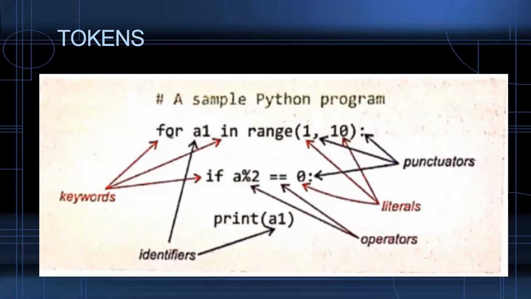Now, let's move to literals. Literals are also known as values. Literals are data items that have a fixed or constant value. Python allows several kinds of literals. We can see 4 examples of literals.